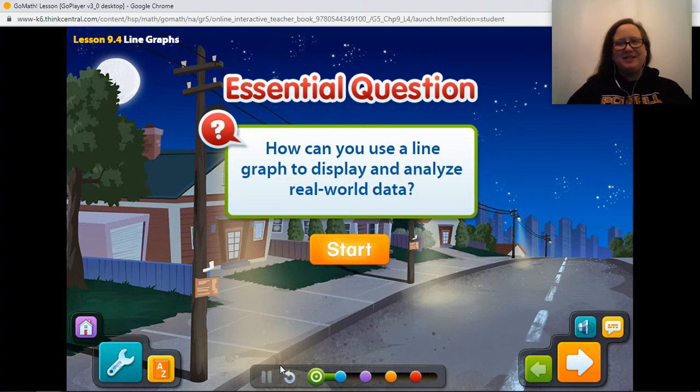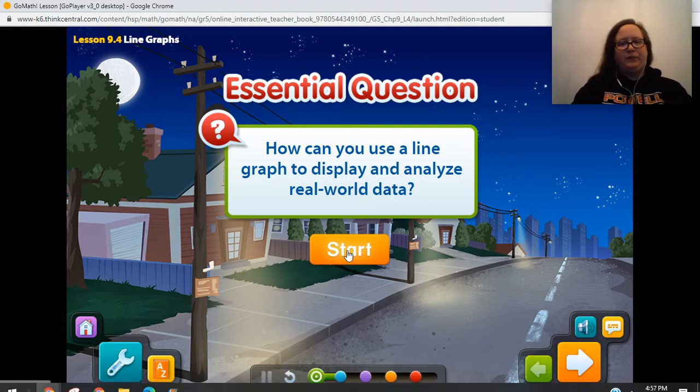Hello, my mathematicians. Today we're going to be looking at lesson 9.4, which is all about line graphs. And again, we're using the interactive lesson to guide us through this. So our essential question is, how can you use a line graph to display and analyze real-world data?